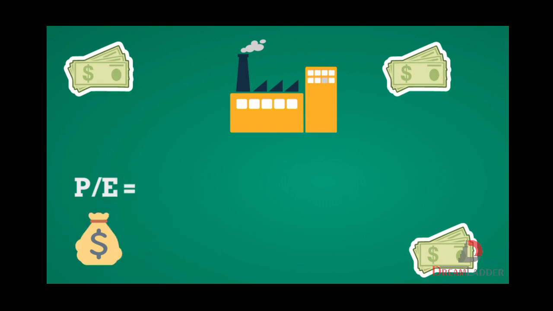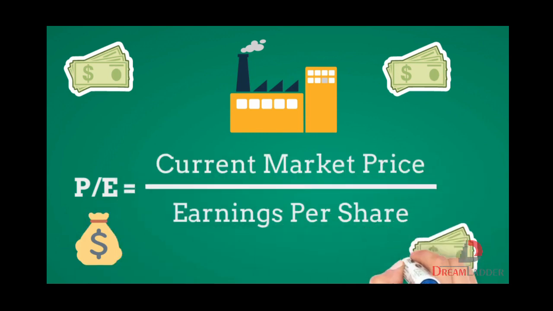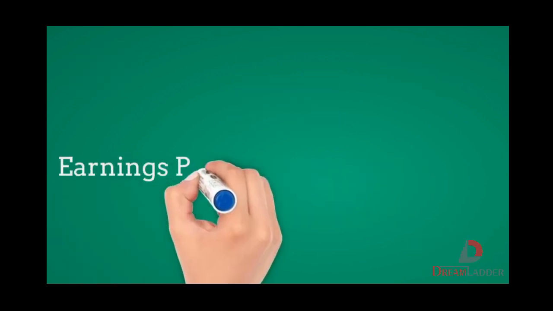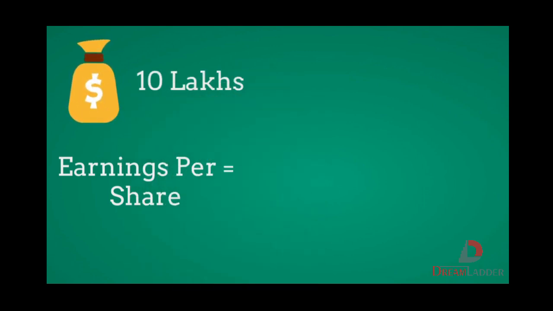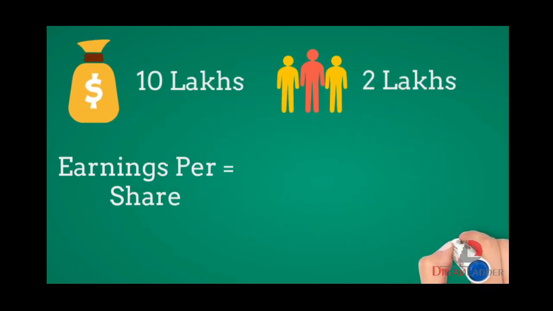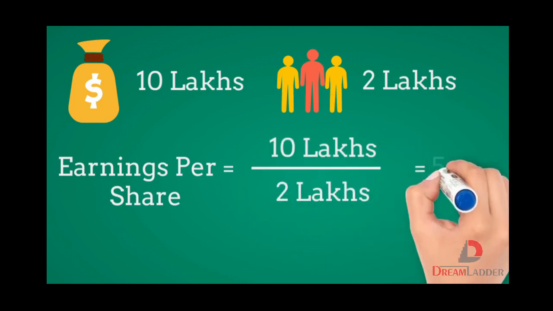So P stands for the price of the stock and E stands for earnings per share. To understand earnings per share, let the profit of a company be 10 lakhs and the number of shares be 2 lakhs. Then earnings per share in this case is 10 lakhs divided by 2 lakhs, that is 5.